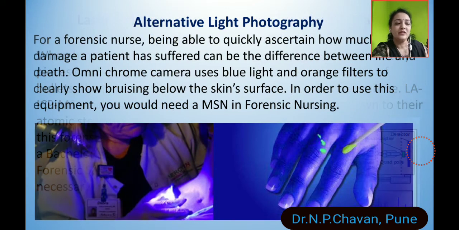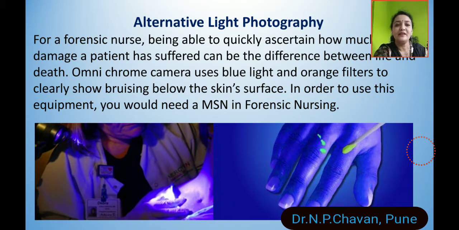Then the next technology is alternative light photography. By the name only you can know that this is something related to camera and photography. For this purpose, a forensic nurse, being able to quickly ascertain how much physical damage a patient has suffered, can be the difference between life and death. The Omnichrome camera uses blue light and orange filters to clearly show the bruising below the skin surface.